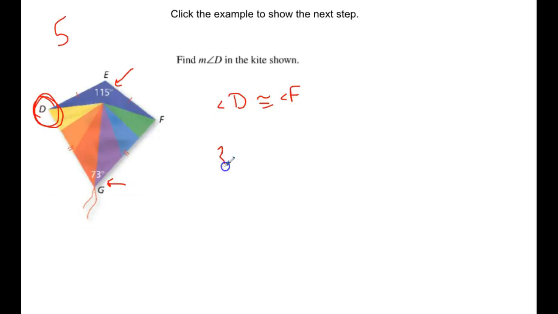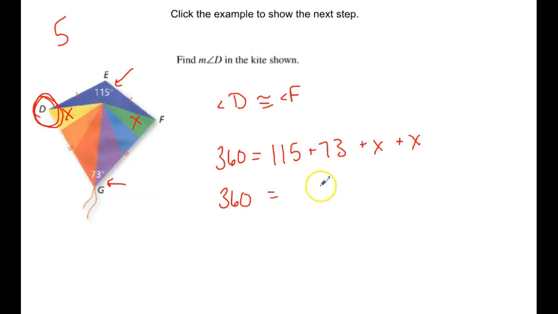Well, I know that there are 360 degrees in a kite because it is a quadrilateral. There are 4 sides, so I know there's 360 degrees. So I'm going to label these as X, because they are the same, I can give them the same value. So I've got 115 plus 73 plus X plus X. Now let's simplify. I've got 360 equals 188 plus 2X. Now I'm going to subtract my 188 and simplify from there.